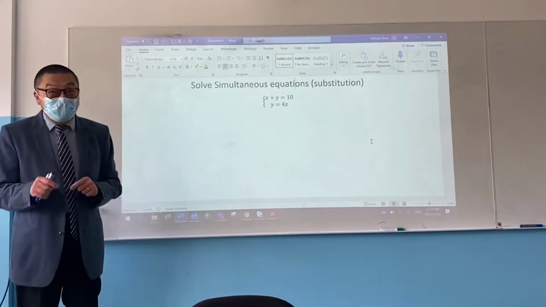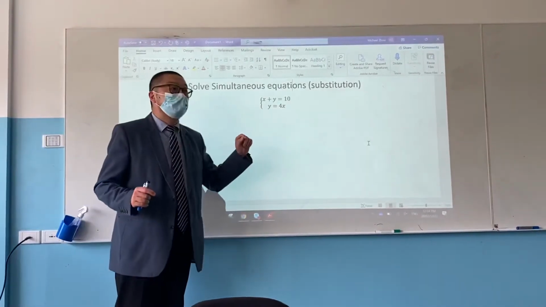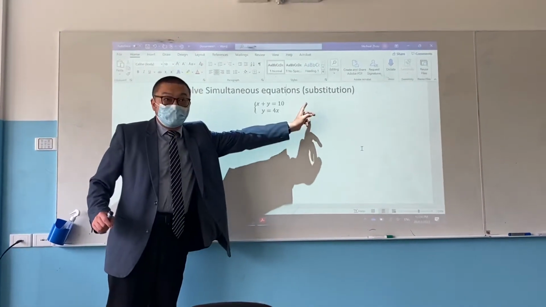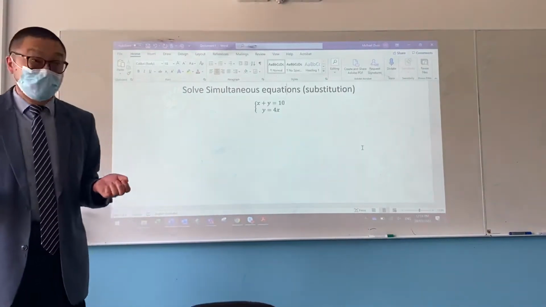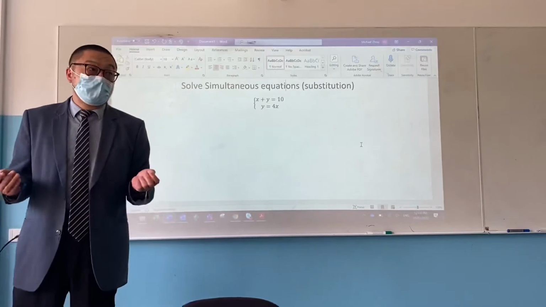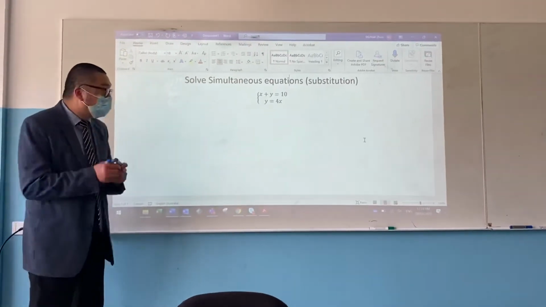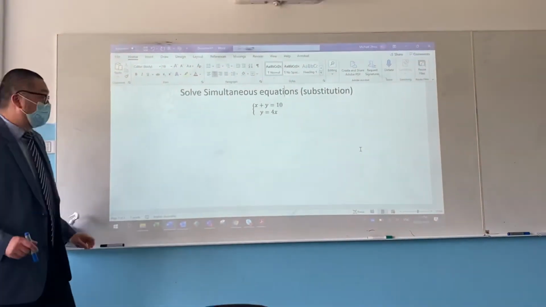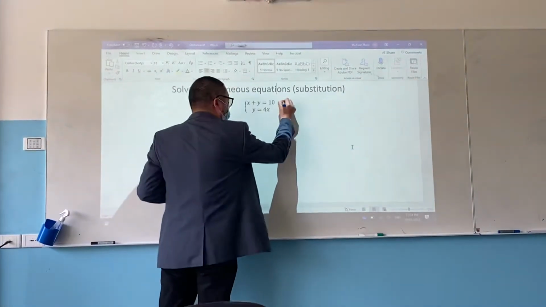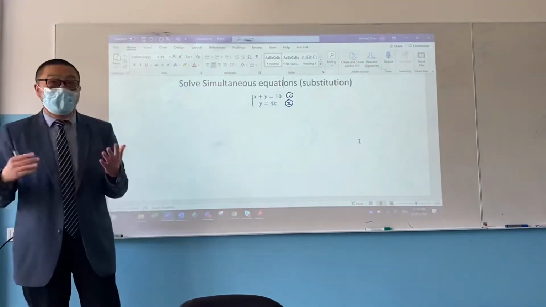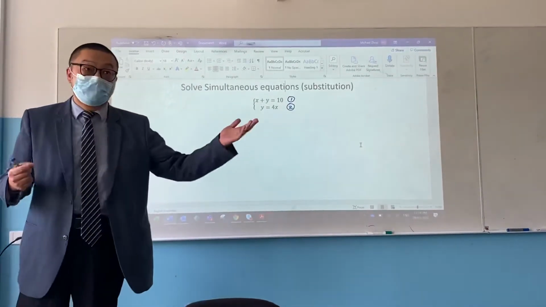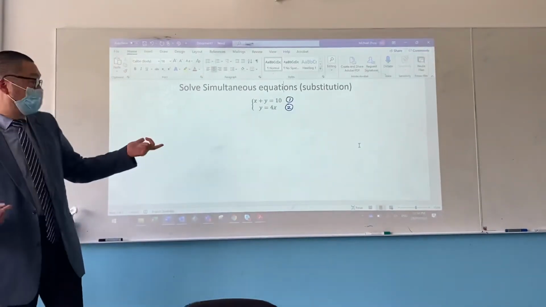Now, the technique we're going to learn today is called substitution. What does the word substitution mean in English? To swap something with something else. Exactly. Or replace, right? So let's have a look. I've got equation 1, I've got equation 2. By the way, this 1 and 2 doesn't really mean anything mathematically, I just call a name.